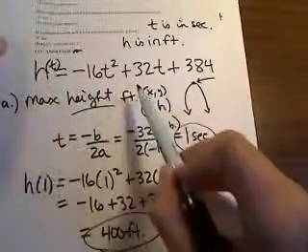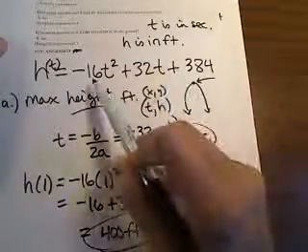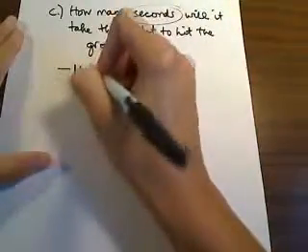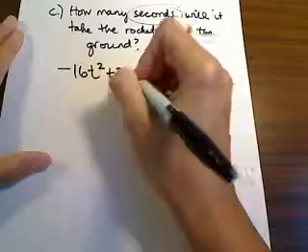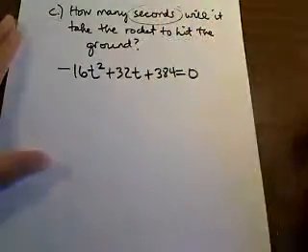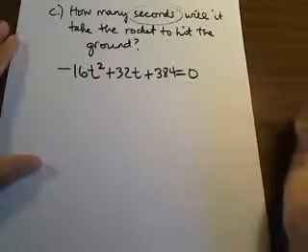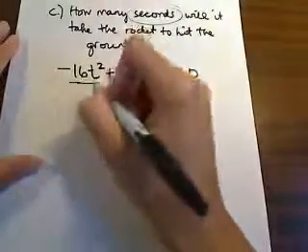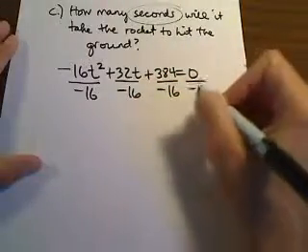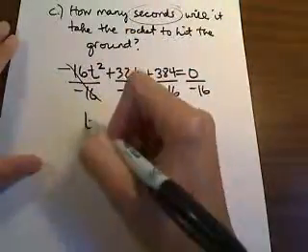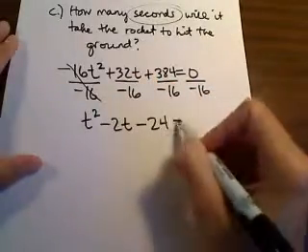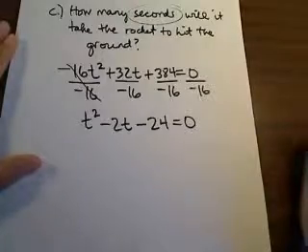So what we want to do is set this expression equal to 0, and then solve that. That will tell us when the rocket has hit the ground. I notice that there's a common 16 here, so I'm going to divide everything by negative 16 to get rid of that. So we have t squared minus 2t minus 24 equal to 0.